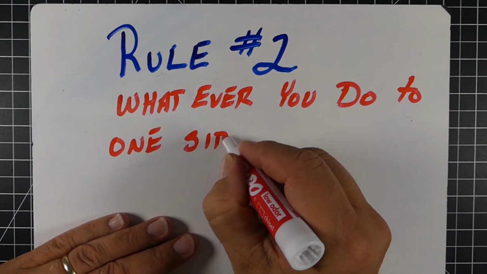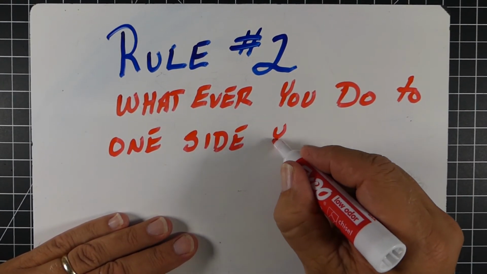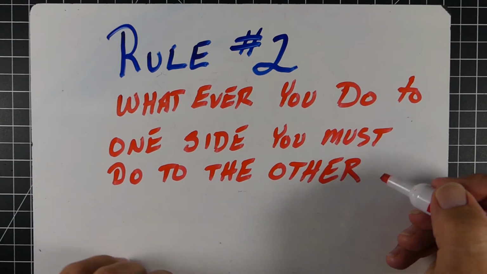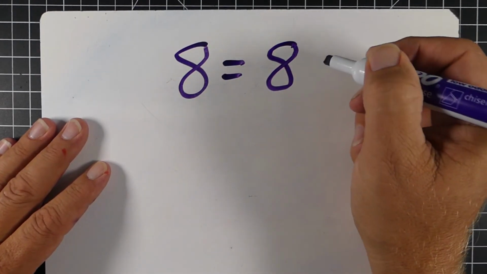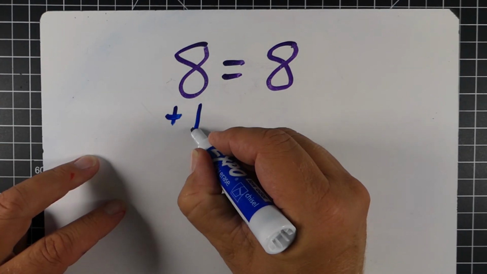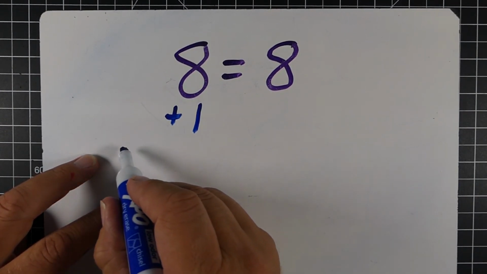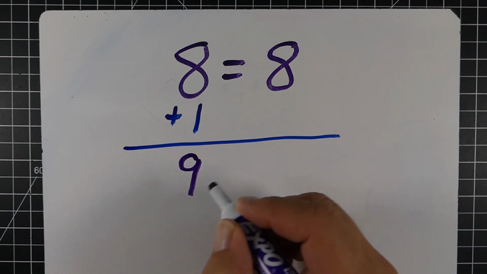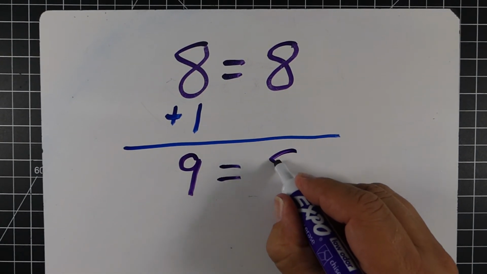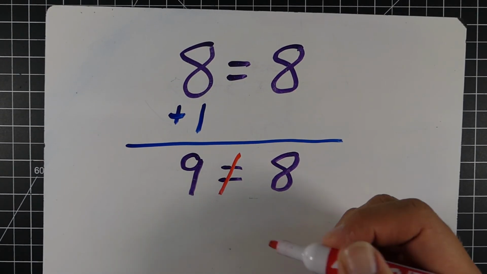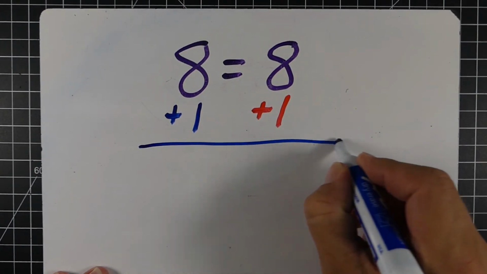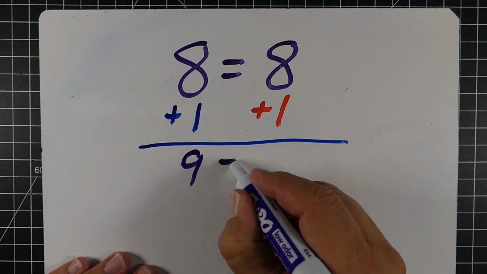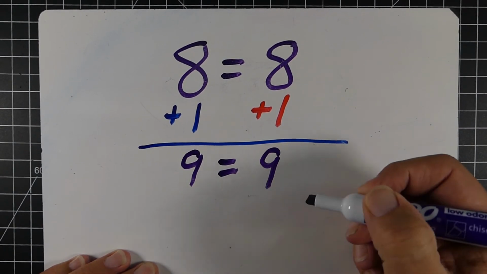Now, the next rule is whatever you do to one side of a problem, you have to do the same thing to the other side. So, for example, let's look at this 8 equals 8. And let's say we decide we're going to add 1 to the left side. Well, if we add 1 to the left side, it's 9 equals 8, and that's not accurate. They're not the same. So to make it so they're still equal or balanced, we're going to have to add 1 to both sides. So in this case, 9 would equal 9.